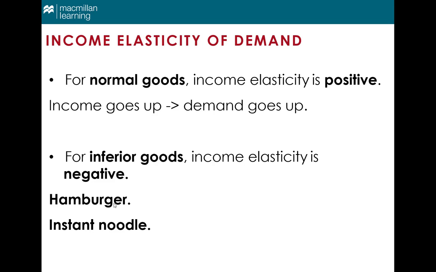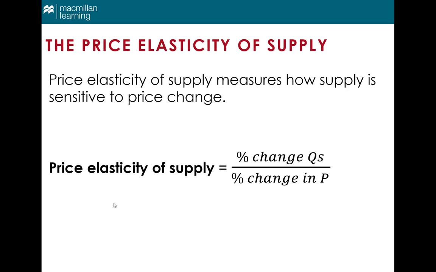Okay, so that's income elasticity of demand. Whether it's positive or negative tells us whether it's a normal good or an inferior good. The last measure is elasticity. The last elasticity measure is the price elasticity of supply. It measures how sensitive supply is to the price change. Formally, it's defined as the percentage change in quantity supplied divided by the percentage change in the price.